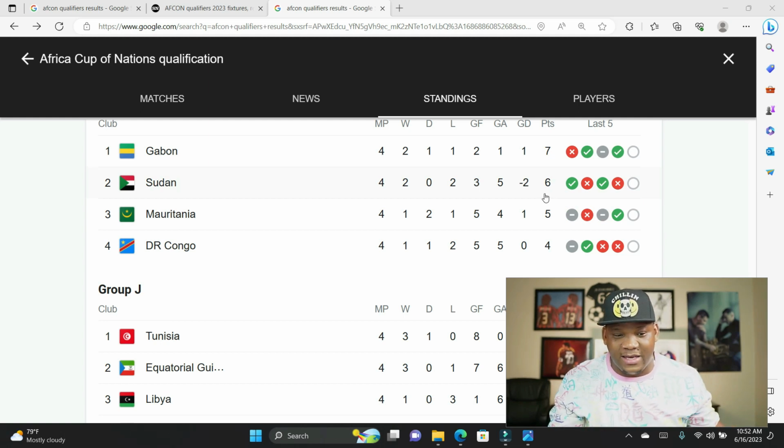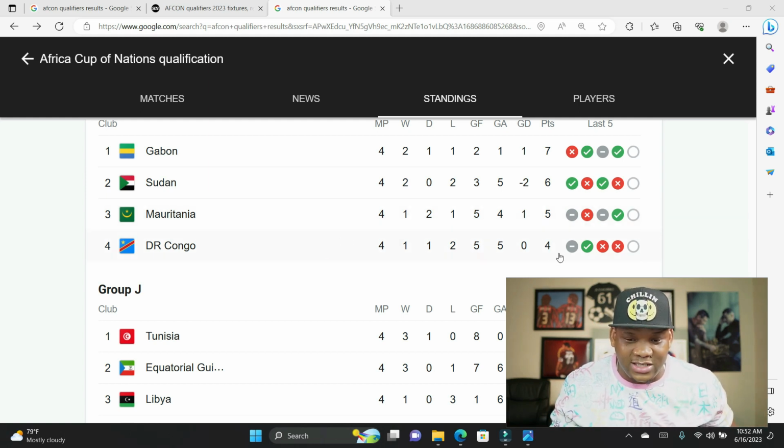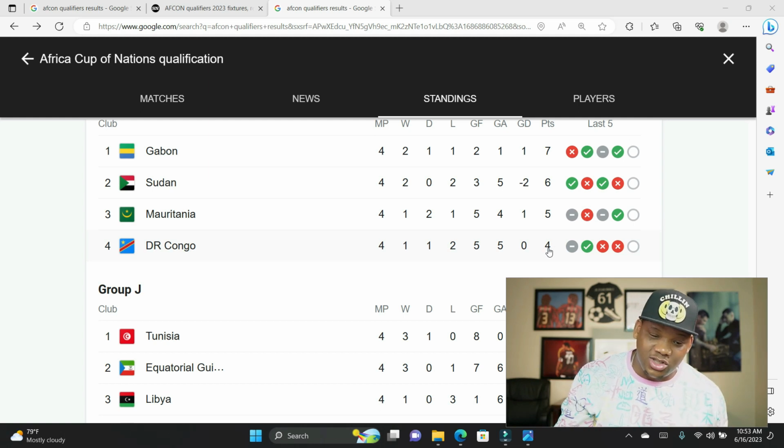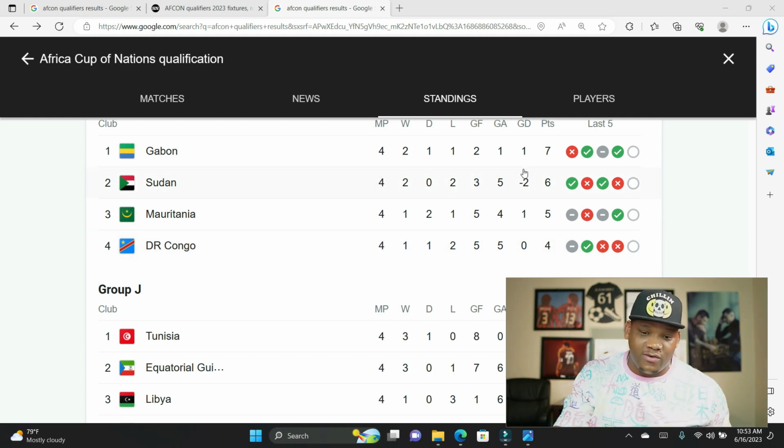There's too much remaining. Gabon, realistically, they need one win or at least two draws. They need to not lose the last two games. If they don't lose the next two games, they'll make it through. If they can win one of the last two, they're good to go. And Sudan, Mauritania, and DRC, it's not over yet. They can still make it. Like I say, DRC is somewhat a middleweight African nation, so they can win the next two games and still make it. So this is going to be the group to watch, as every team can still make it.